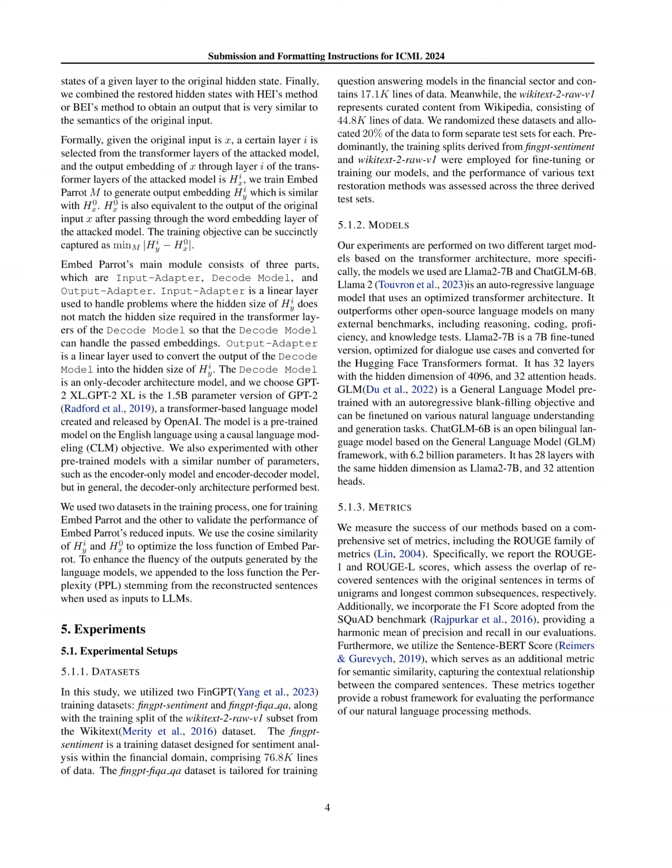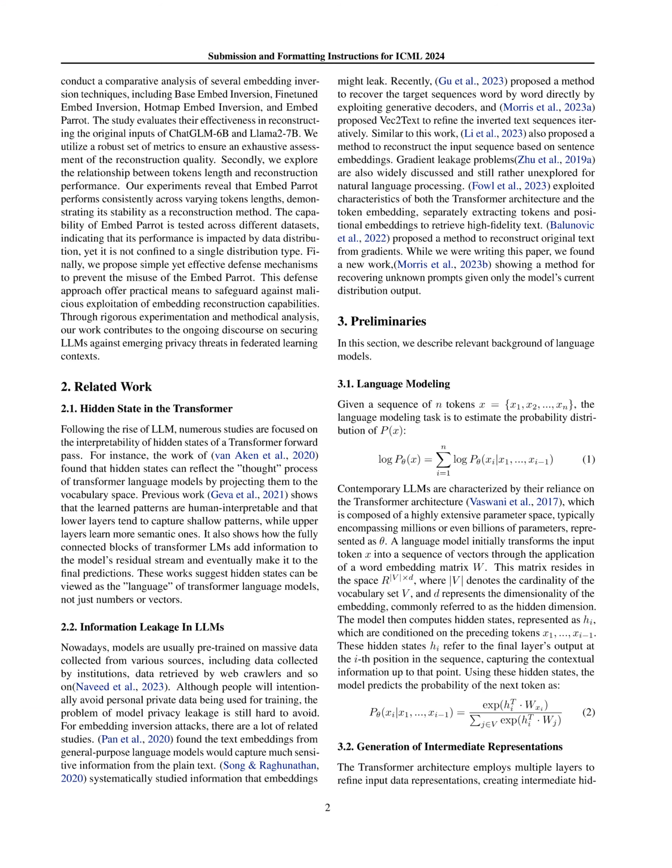By combining the restored hidden states with either the HEI or BEI method, Embed Parrot produces an output that closely resembles the semantics of the original input text. Through training on specific datasets and optimizing for cosine similarity between h_i_y and h_0_x, Embed Parrot effectively reconstructs the original input text from hidden states, demonstrating its versatility and effectiveness in preserving privacy and security in language models.